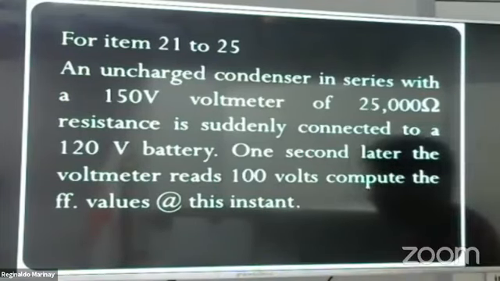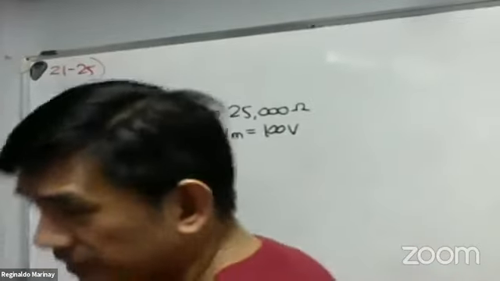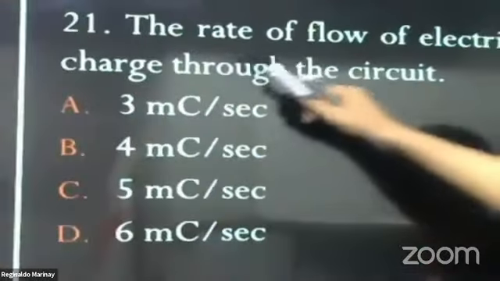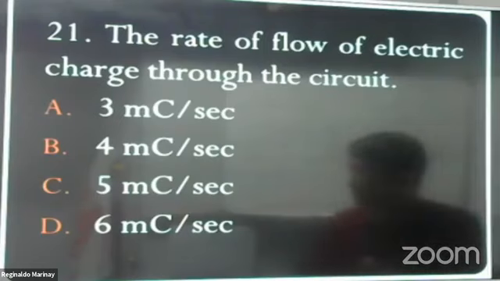Compute the following. Okay? Let us head for number 21. Let's see what is the question. Find the rate of flow of electric charge of the circuit. What is the rate of flow of charge? That is the current, right? That is the coulomb per second. No, that is the current. Let's go over here.